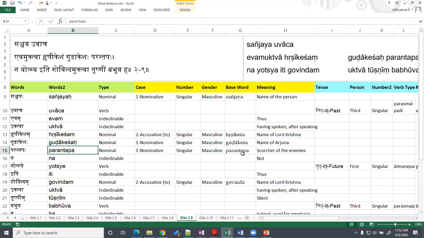To me, it makes more sense to accept this reading, because Parantapa as an address for Dhritarashtra has not come in the Mahabharata in other places, because Dhritarashtra did not fight wars. He was blind. So that kind of adjective has not come for him. But for Arjuna, it has come many times and it's very common. I have seen both readings. The meaning changes slightly, but grammatically both are correct.